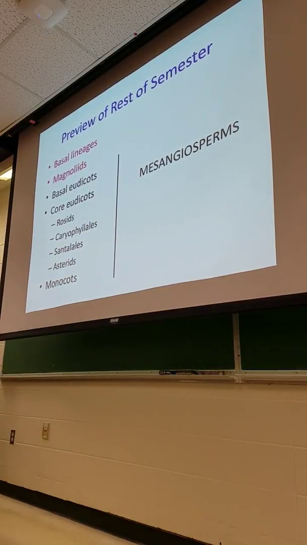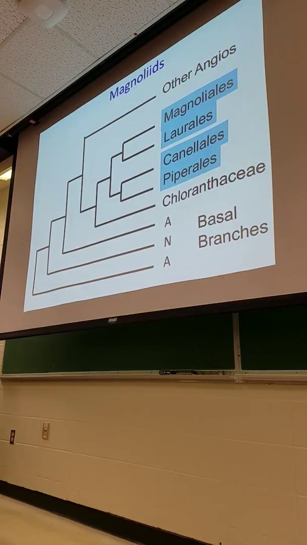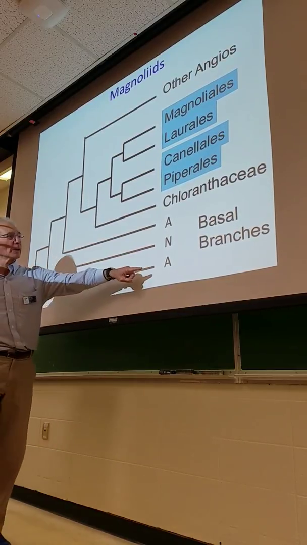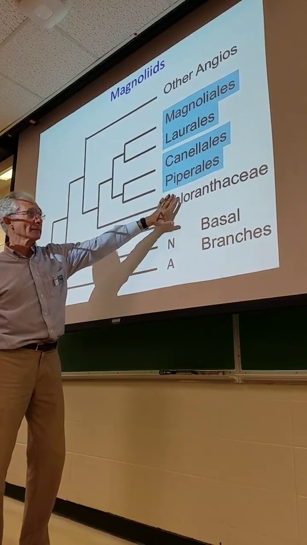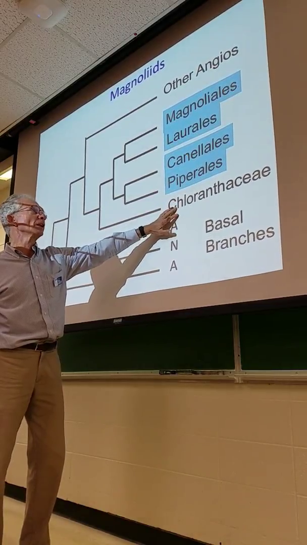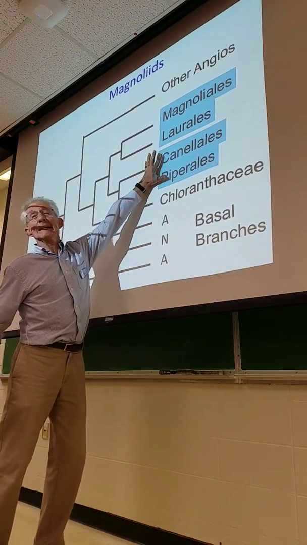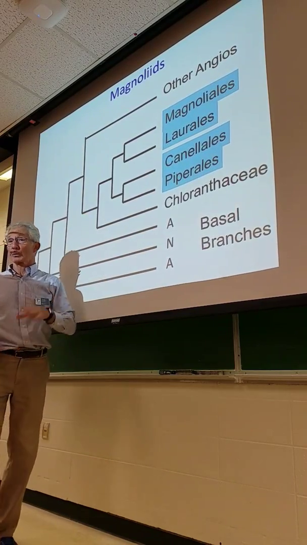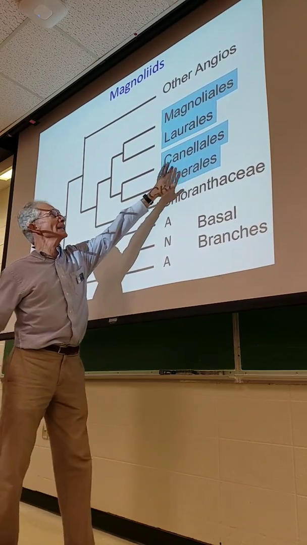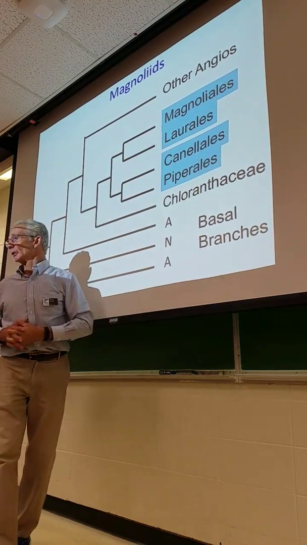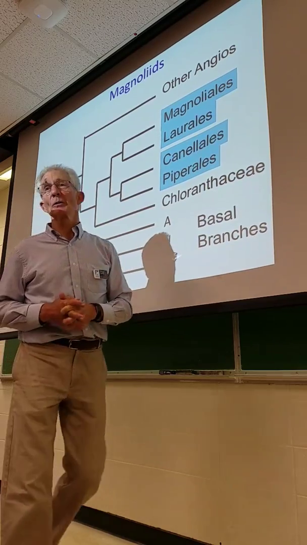Let's take a look at where we are on a tree. We've gone over Amborella, we've gone over Nymphaeales, we've gone over Austrobaileyales. I'm not going to cover this one because it's small. We're now in the magnoliids, and then after that we have everything else. So here is where we are now, the magnoliids, the ones in blue. Lots of big names, but you don't have to remember them all.